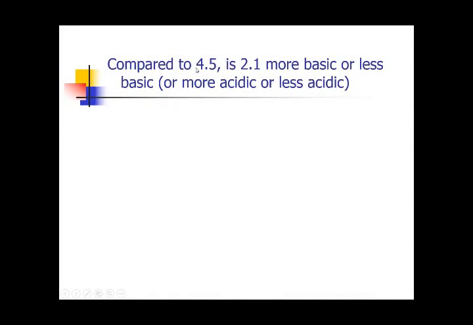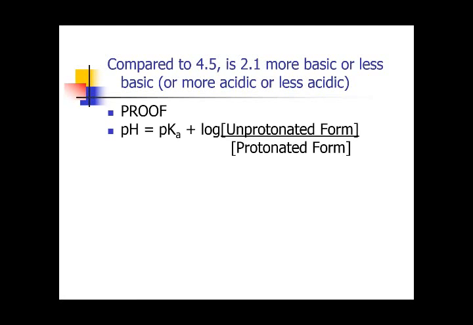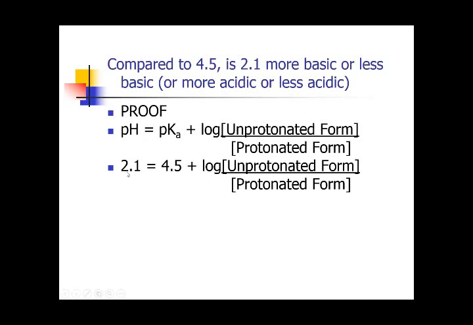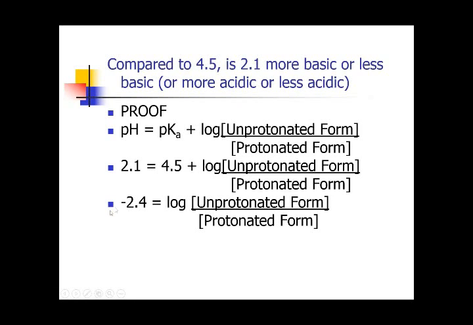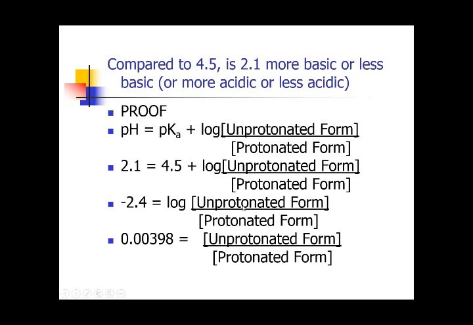Let's take the same drug molecule and put it in your stomach at a pH of 2.1. So pH is equal to pK plus log of unprotonated over protonated. 2.1 is the pH. The pK is 4.5 plus log of unprotonated over protonated. Negative 2.4 is equal to log of unprotonated over protonated. Again, use your calculator and you should get 0.00398 is equal to the concentration of unprotonated over protonated. Therefore, the denominator must be bigger. Therefore, there's more protonated. And again, go back a couple of minutes and you'll see that's exactly what we stated.